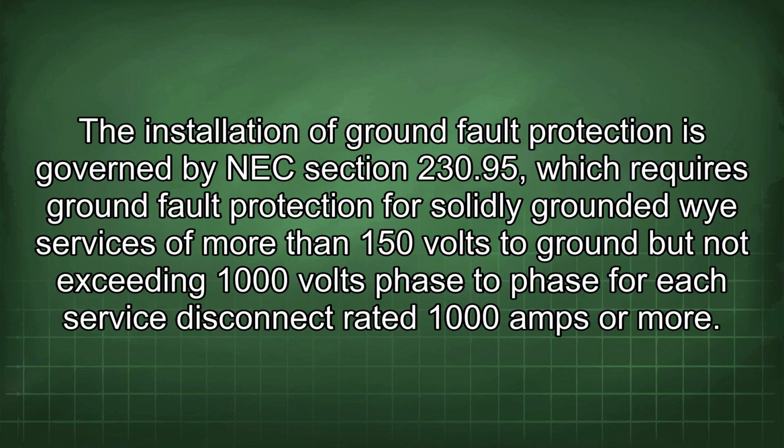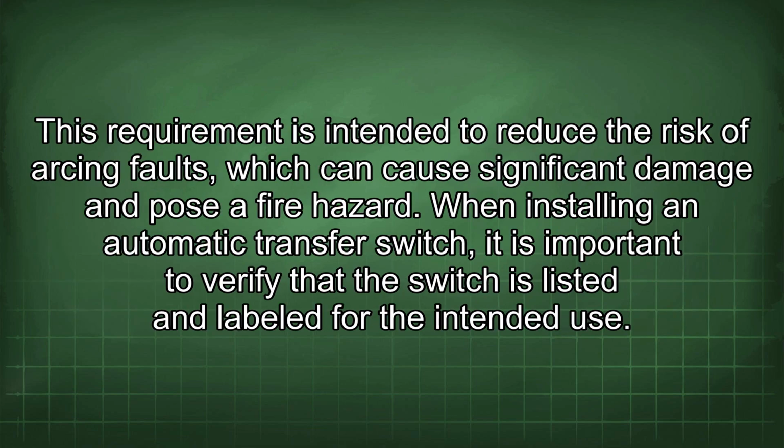The installation of ground fault protection is governed by NEC Section 230.95, which requires ground fault protection for solidly grounded wye services of more than 150 volts to ground, but not exceeding 1000 volts phase-to-phase for each service disconnect rated 1000 amps or more. This requirement is intended to reduce the risk of arcing faults, which can cause significant damage and pose a fire hazard.